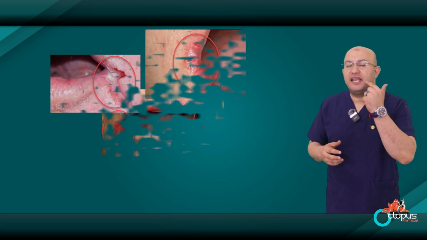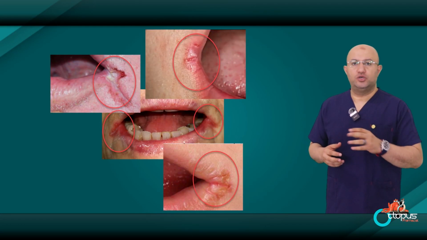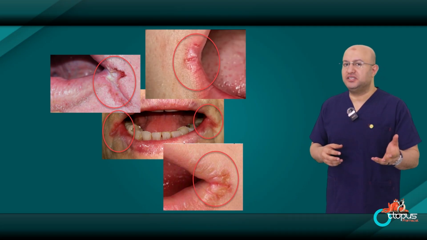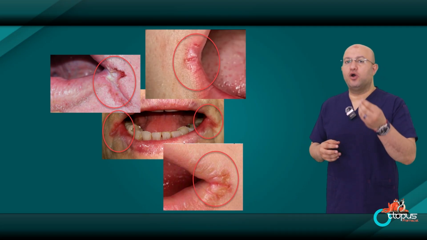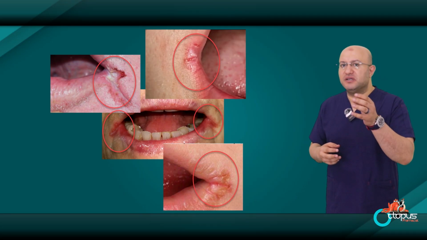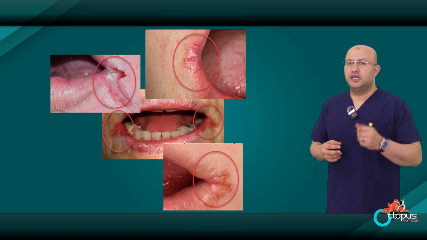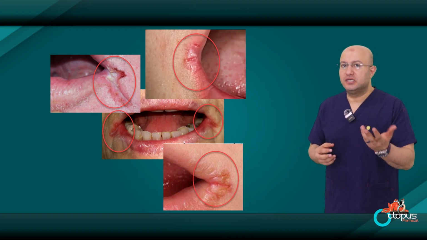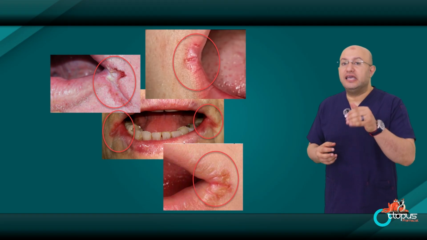Angular cheilitis, a common problem that affects many people, from children to adults and especially the elderly. But what exactly causes this condition? What are its main symptoms? What complications can it lead to? And what kind of skin changes might remain even after it heals?